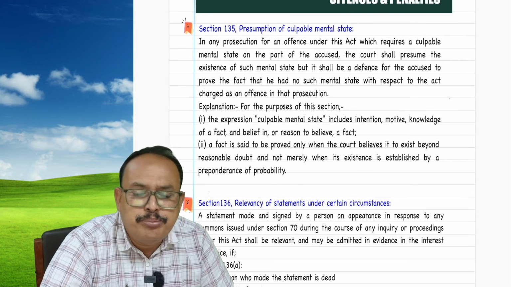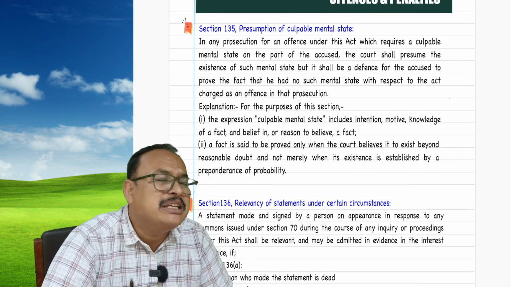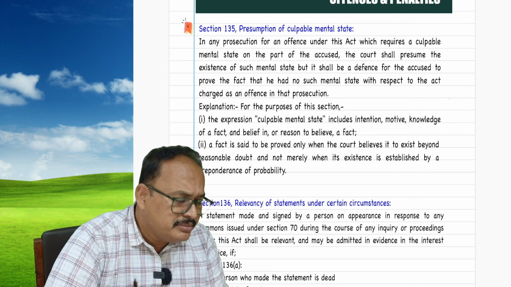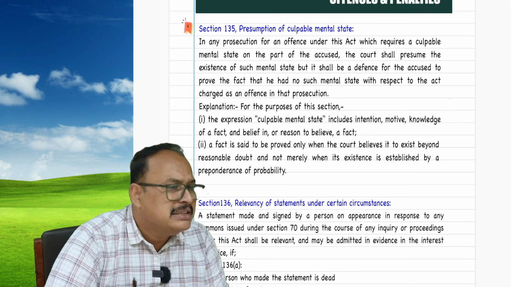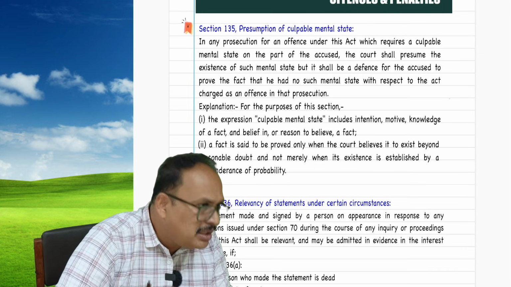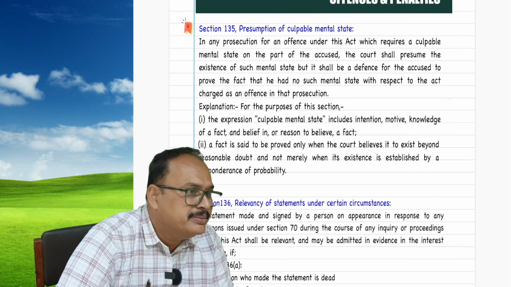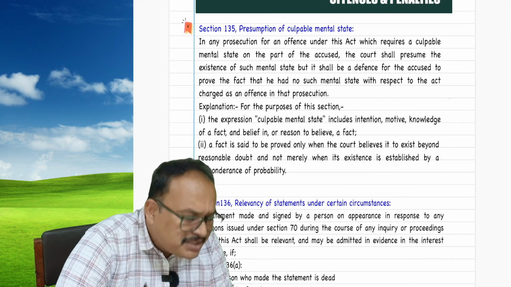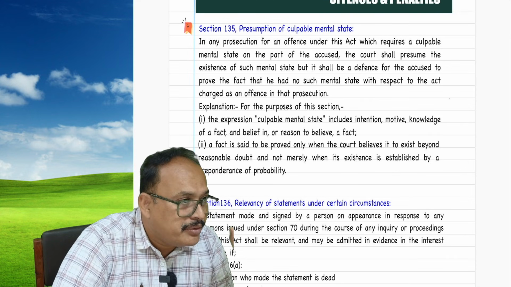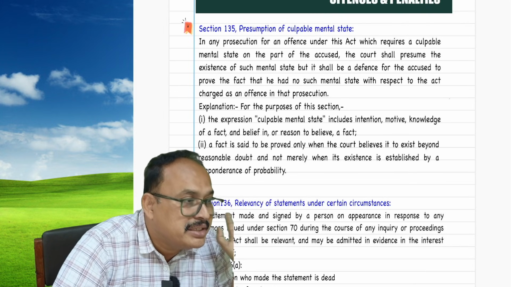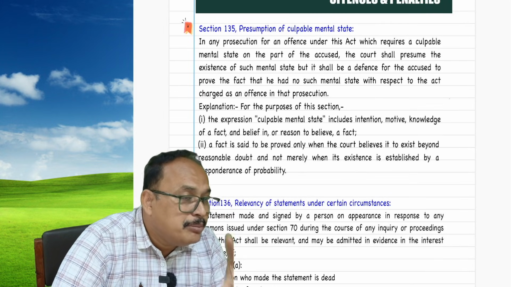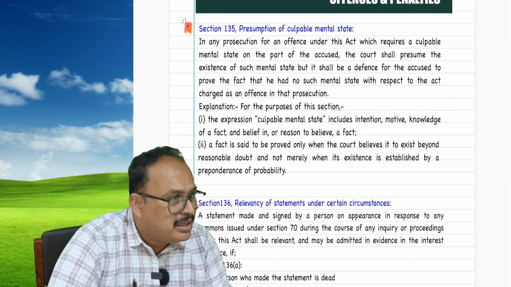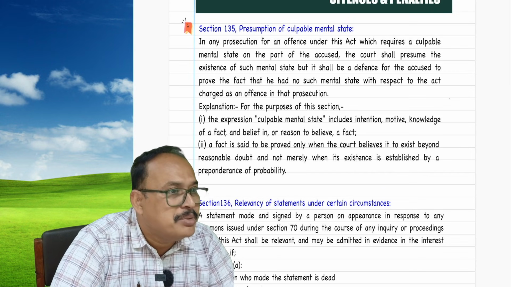Section 135, presumption of culpable mental state, means what? The department issues the notice and passes the order, which means an offence was committed by the taxpayer. The court will accept this prima facie. It is up to the defender to defend: show the proof that you have not committed the offence, and satisfy the court. Then the court will pass the order in its favor. Otherwise, the culpable mental state will remain. So for all offences where the department imposes the offence, the court will consider it as such. It is up to the taxpayer or his representative to prove they are not guilty.